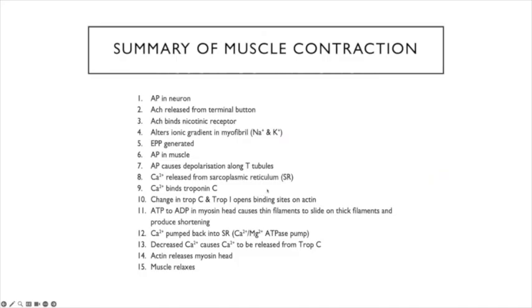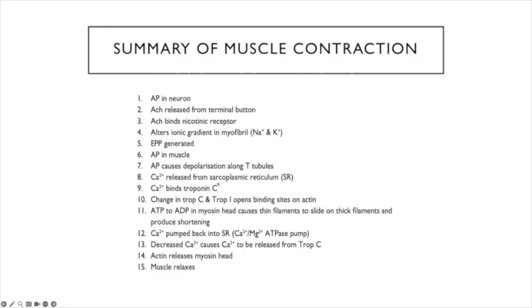This is a summary of how muscle contraction occurs. So you get an action potential in a neuron. That's what I showed you. Acetylcholine is released from the terminal bouton, and you get acetylcholine binding to the nicotinic receptor. This alters the ionic gradient. We know we get sodium moving in, potassium going out, and an electrical potential is generated. You get an action potential in the muscle. The action potential causes depolarization along the T tubules.